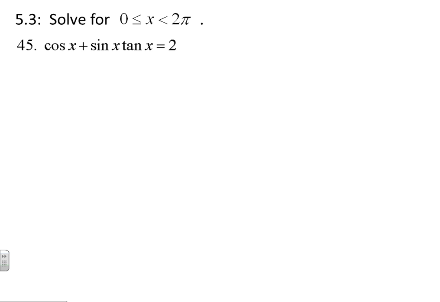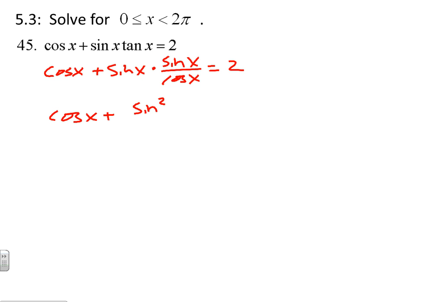Okay, now I've got 3 different trig functions. Well, what's better than having cosine, sines, and tangents would be just to have sines and cosines. So how about cosine of x plus sine of x? One of our basic trig identities is a quotient identity that says tangent of x can be written as sine of x on cosine of x. So I get cosine of x plus sine squared of x on cosine of x equals 2.